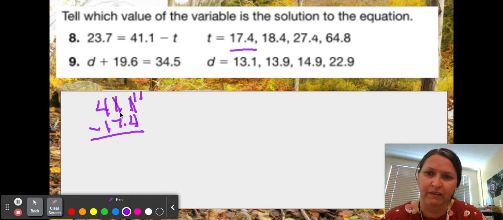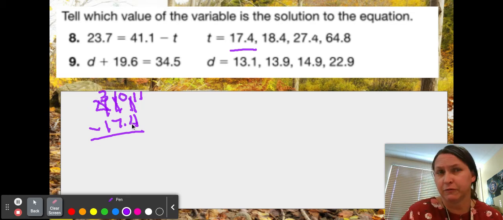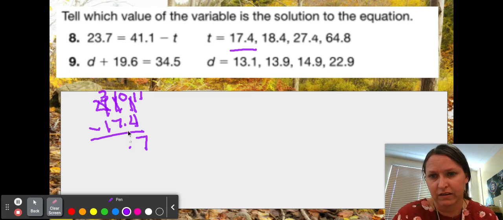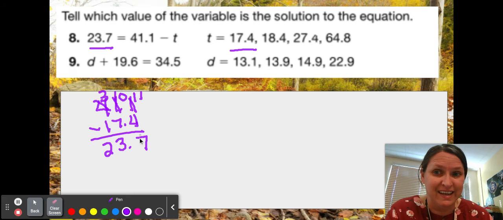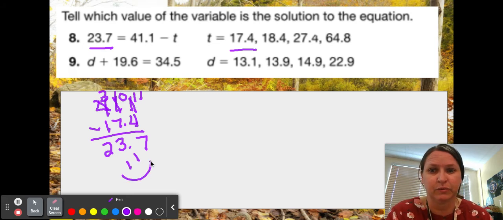My 1 becomes an 11, and this becomes a 0. This is going to become a 10, and this is going to become a 3. 11 minus 4 is 7. 10 minus 7 is 3, and 3 minus 1 is 2. 23.7. Did I get that as my answer? Yes, I did. This one, it does work.